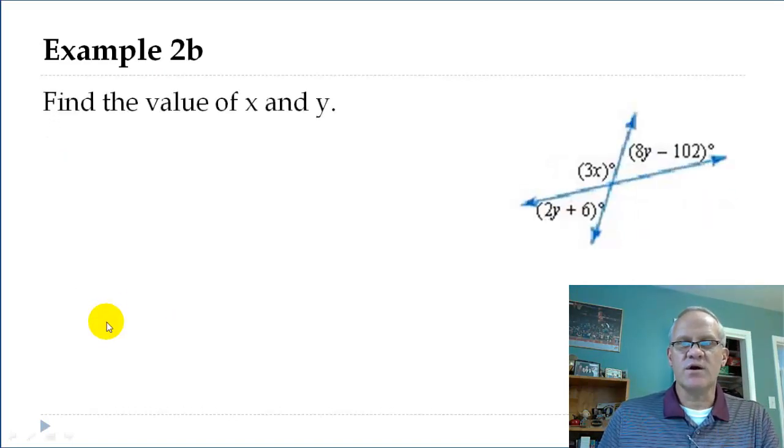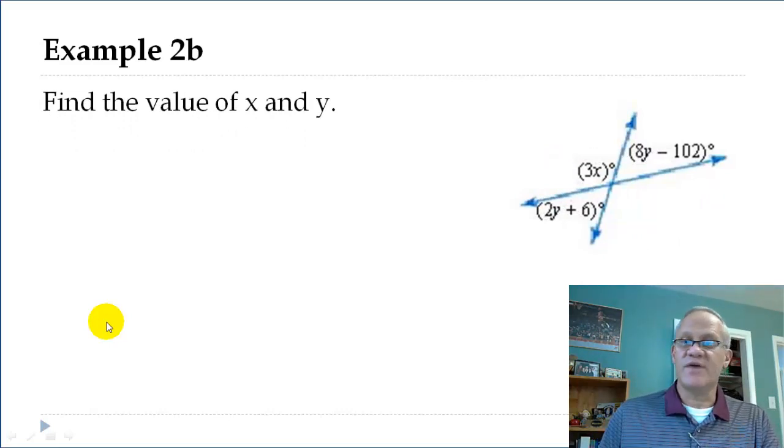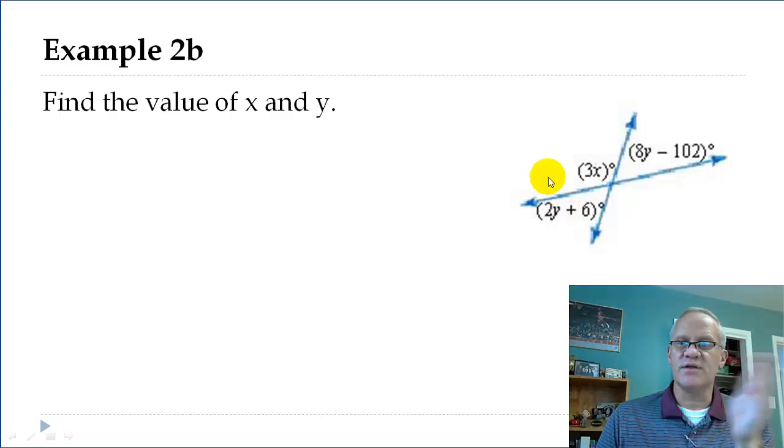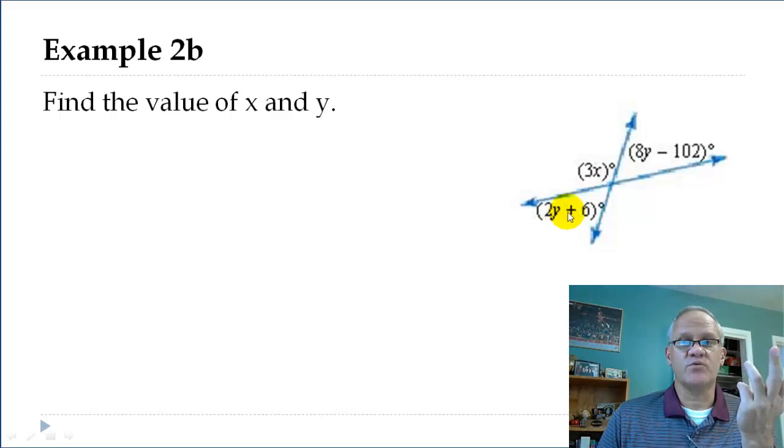All right, this is a little bit more complicated, but we're going to use some of the same type of things here. All right, so find the value of x and y. So notice we have an x and a y. So we've got to be careful what variables we're using here. All right, so if we look at this, before we just had two angles that made a straight line and we could add them up to make 180. Let's do that again. Well, what can we do? Well, 3x and 8y minus 102. Oh, wait a minute. That's an x and a y. I can't do that. Oh, there's another one. Let's do that one. 3x and 2y plus 6. That doesn't work either, does it? Okay, we've got to come up with another way to do this.